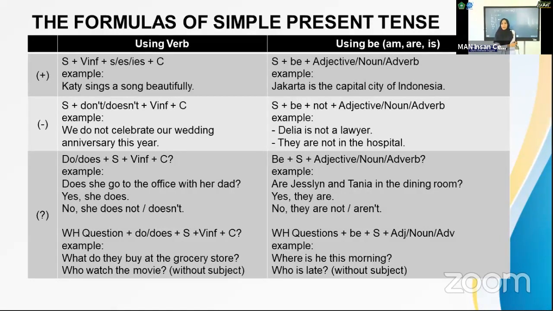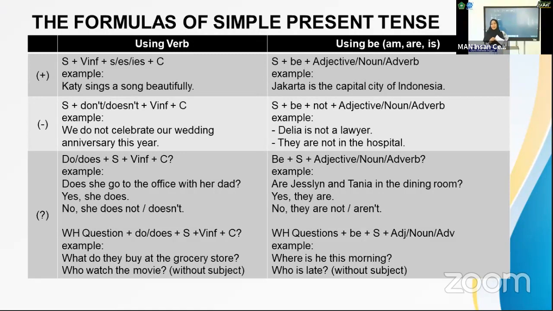Nah, kenapa di sini Jesslyn and Tania to be-nya menggunakan are? Ya karena mereka, kalau misalkan kita ubah ya, if we change them into subject pronoun atau kata-kata subjek, it belongs to they. Ya, it belongs to they. If we change Jesslyn and Tania into the subject pronoun, they should be they. Ini ya. Okay, so you need to use are as the to be.